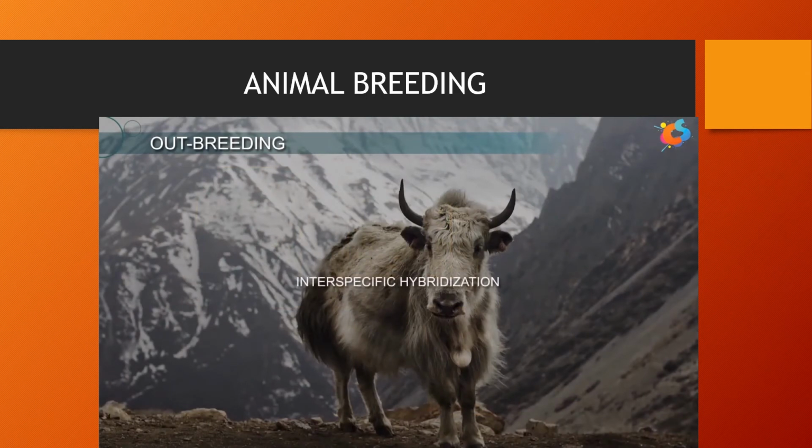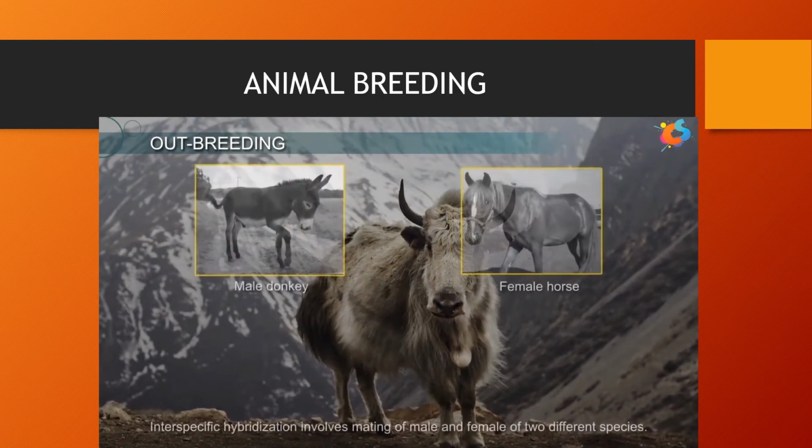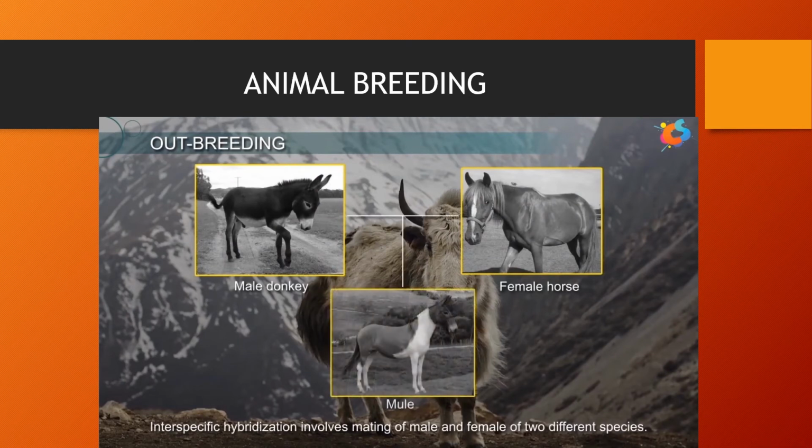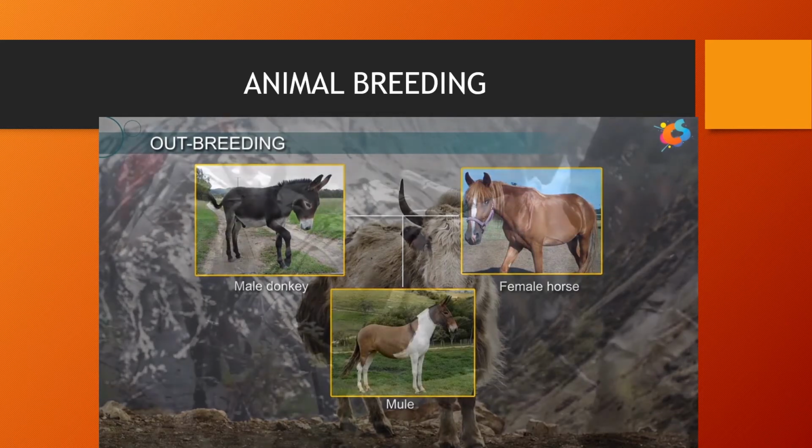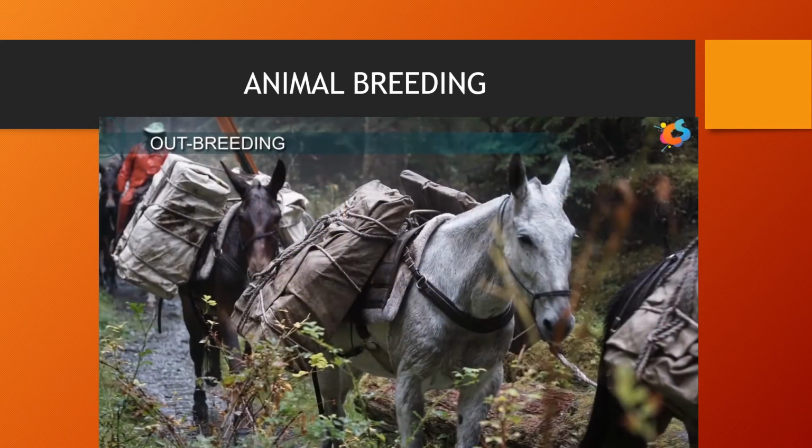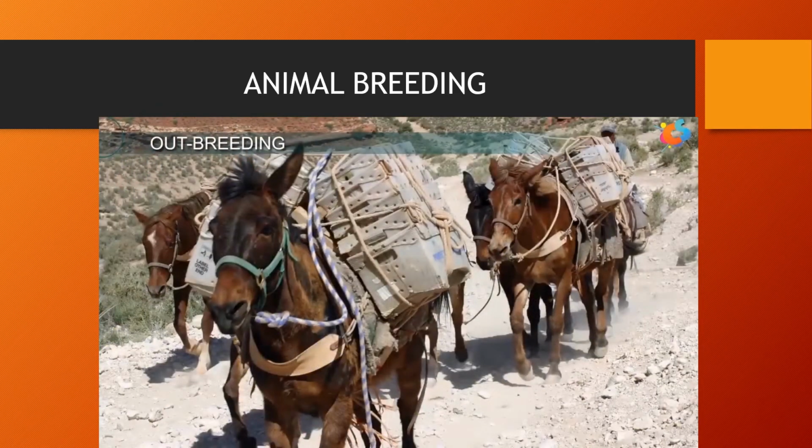Interspecific hybridization. Interspecific hybridization involves mating of male and female of two different species. The offspring has desirable characters of both the species. For example, when a male donkey is mated with a female horse, the offspring is called a mule. Mules can survive in harsh environments and are capable of doing hard labor. Due to this, they are considered as good beasts of burden.